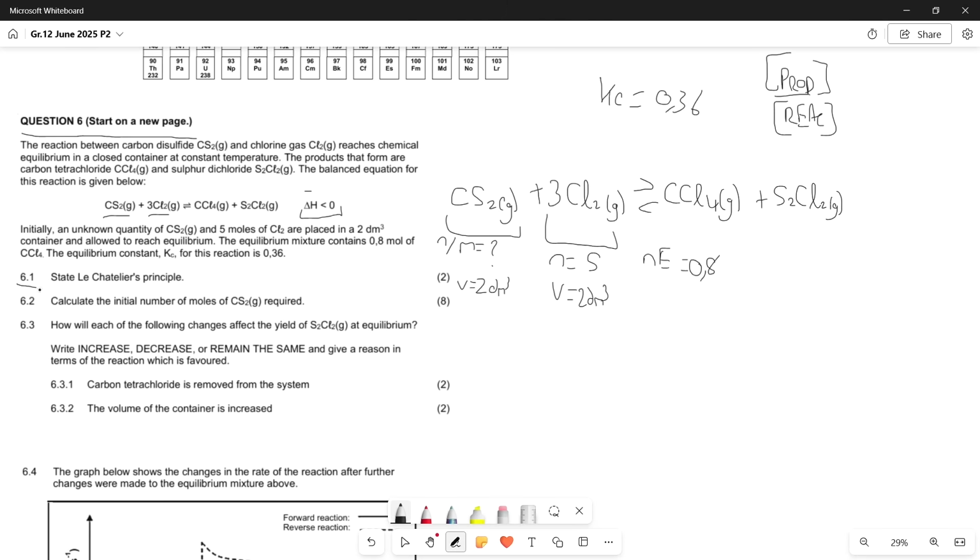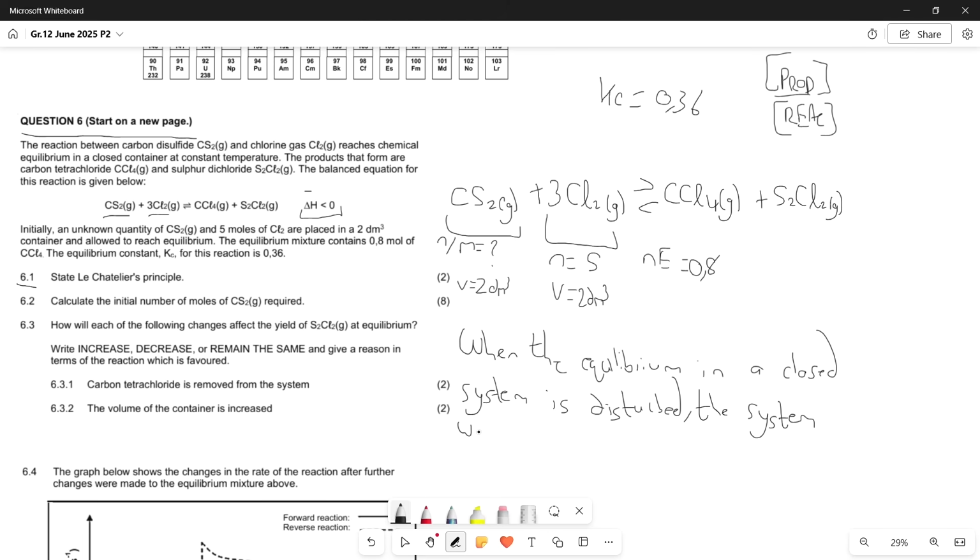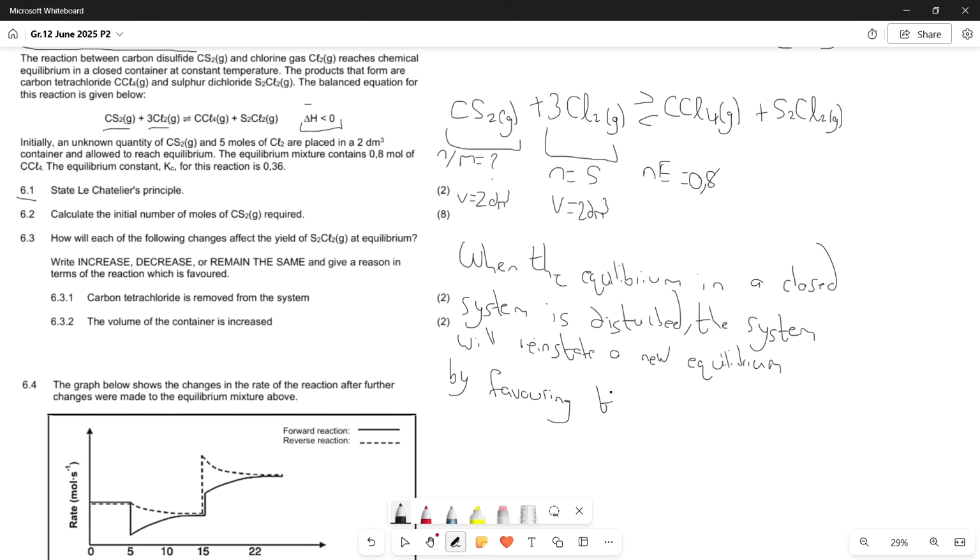So 6.1 says, state Le Chatelier's principle for 2 marks. Okay, so this is just something we have to know on our definition sheet. And it says, when the equilibrium in a closed system is disturbed, the system will reinstate a new equilibrium by favoring the reaction that will oppose the disturbance.